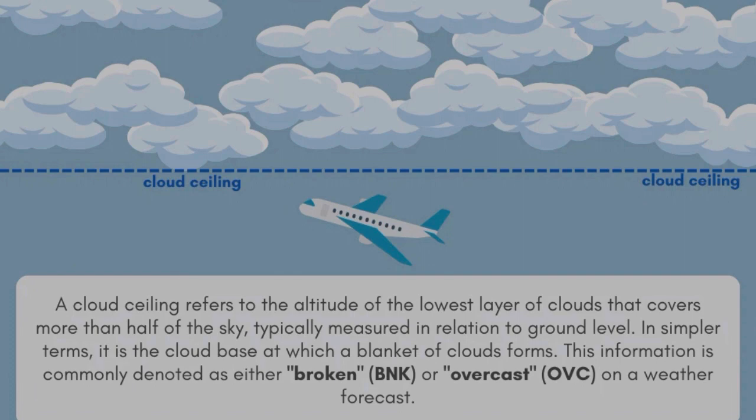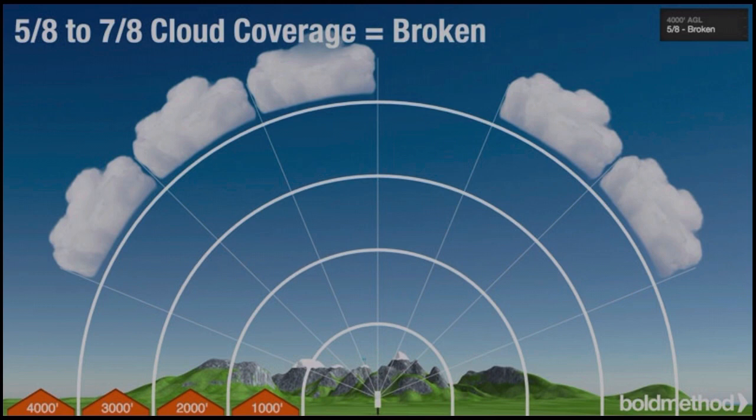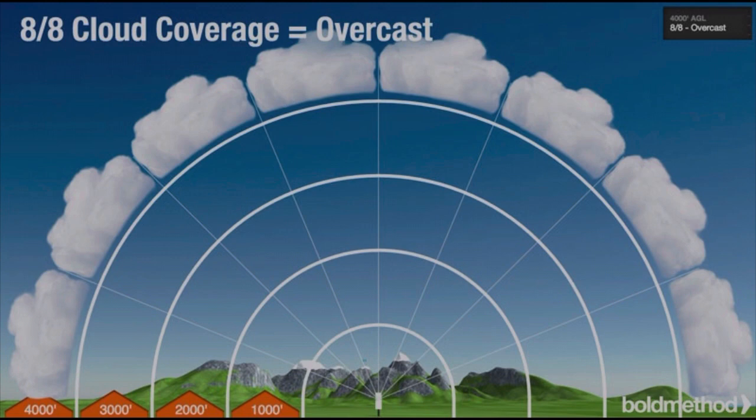Since weather reports, either METAR or TAF, do not include the term thin, anything reported as broken or overcast is the ceiling. Now, let's see how broken or overcast is measured, by something called oktas. Oktas are 8 equal segments of the sky. If 5 to 7 segments are covered by clouds, it's reported as broken. If all 8 segments are covered by clouds, it's reported as overcast.